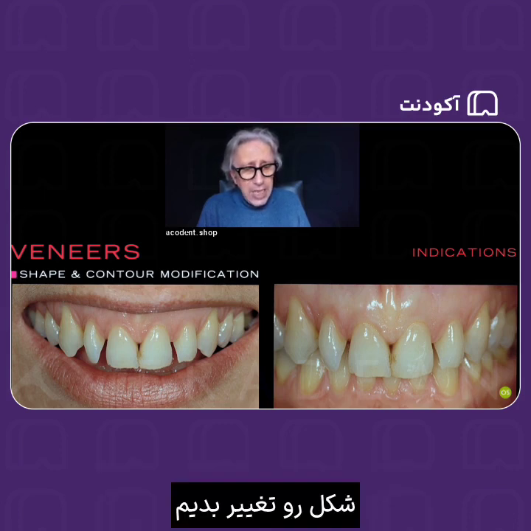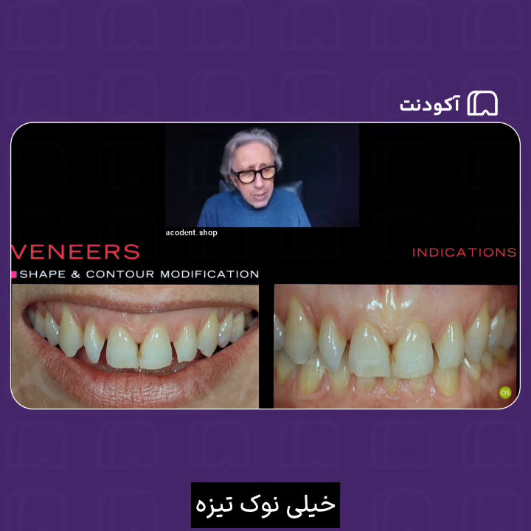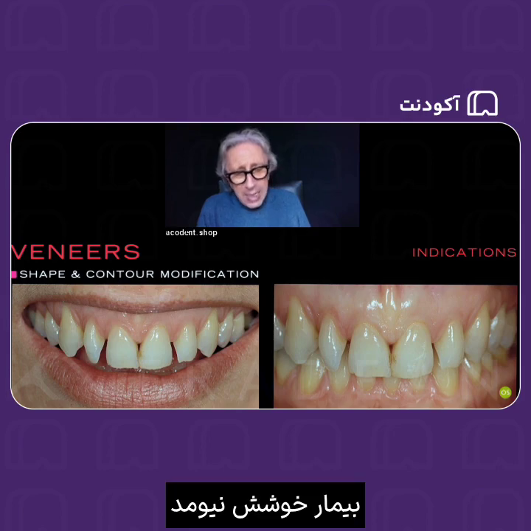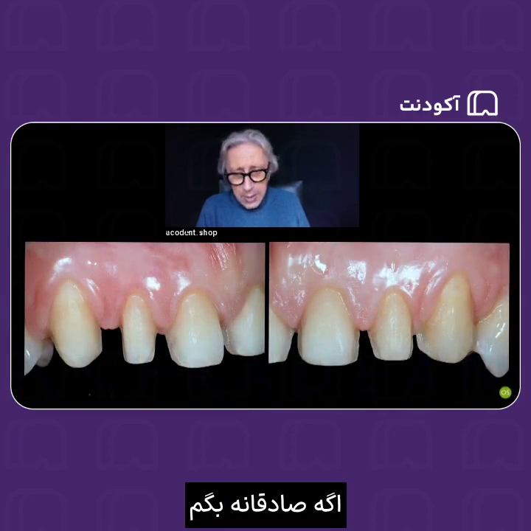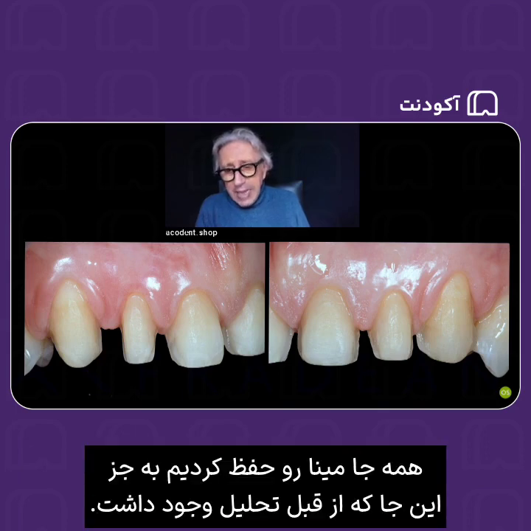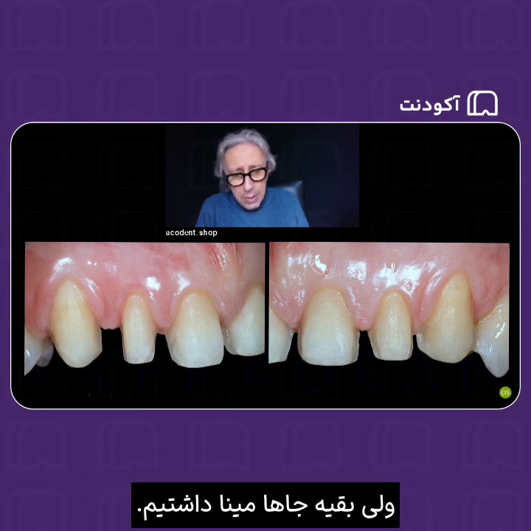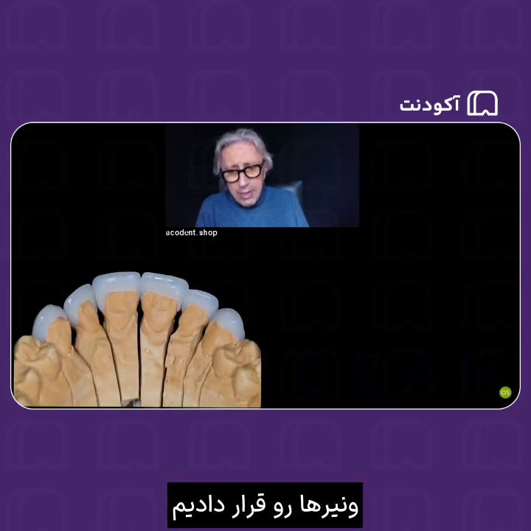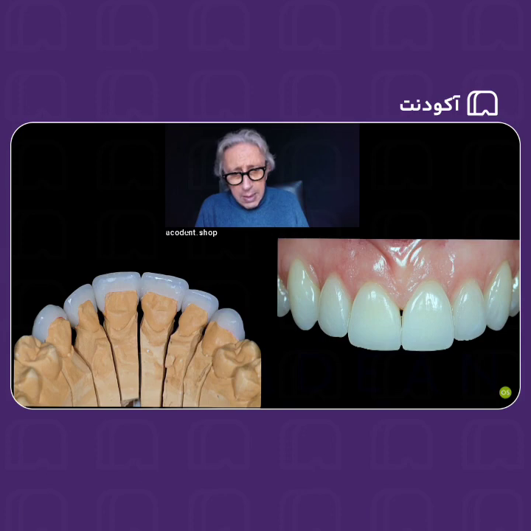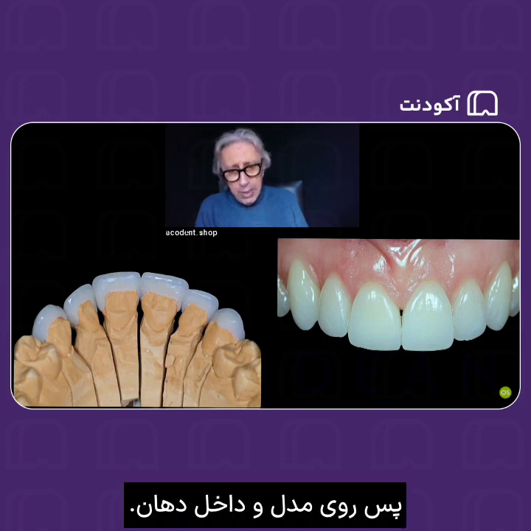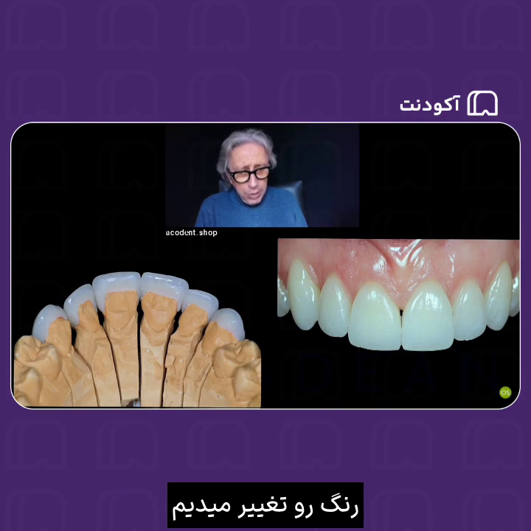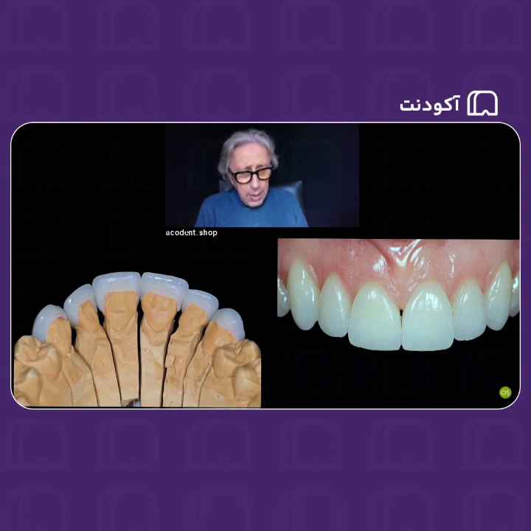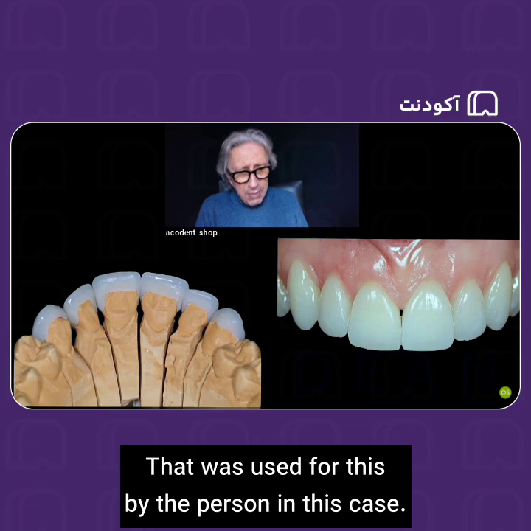and also changing the shape. Very pointed, very high, very triangular. She didn't like it, and frankly speaking, we didn't either. We kept enamel everywhere except the cervical area where we already had a recession, but on the rest we had enamel, so we did a preparation for veneers, and that's how the veneers were put in place. Now in the model and in the mouth, we changed the color a little bit, improving it. Feldspathic porcelain was used in this case.